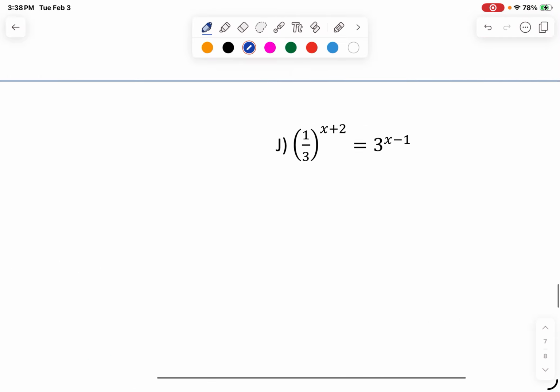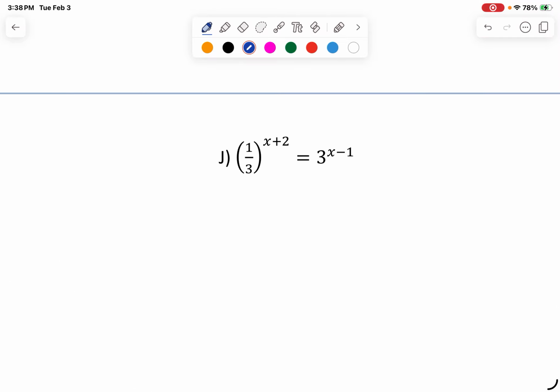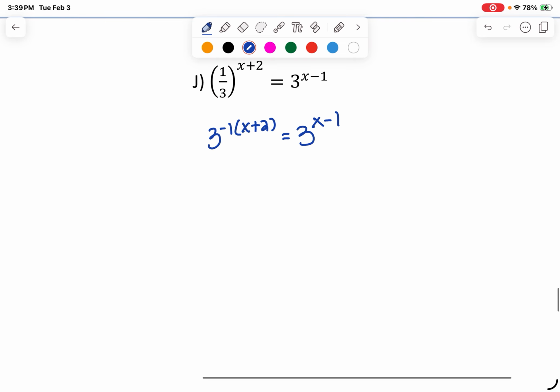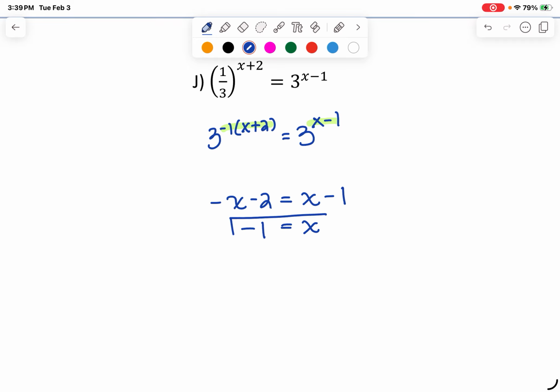Okay. Looking at the next one, I can rewrite 1/3 as 3 to the negative first, and then that's to the x plus 2, power to a power. Multiply your exponents. 3 to the negative x minus 2. Set your exponents equal to each other. Negative x minus 2 is equal to x minus 1. Add x to both sides. Add 1 to both sides. You have x equals negative 1.